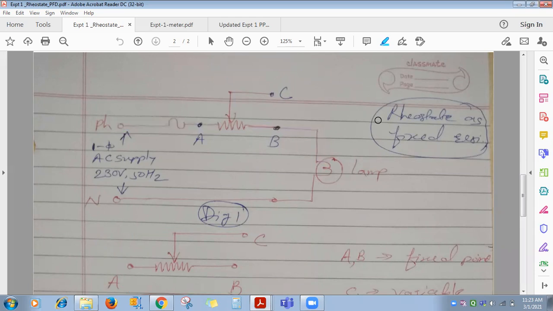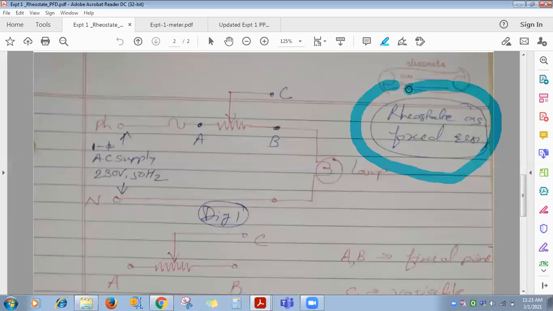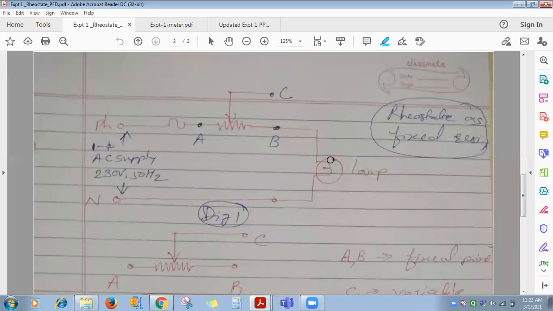Means it is acting as a what? You go on moving from A to B, current will flow through all the turns, which means the resistance in the circuit is fixed. Here the rheostat is acting as a fixed resistance. That's why A and B are called fixed points: if you connect them in the circuit, the resistance of the rheostat doesn't change. These two points are called fixed points.